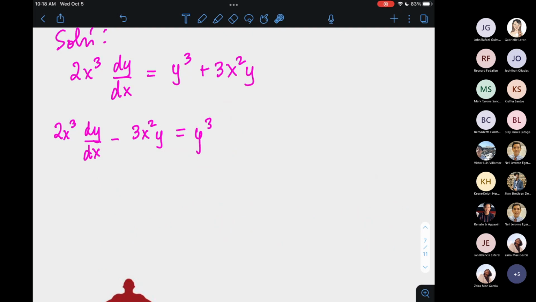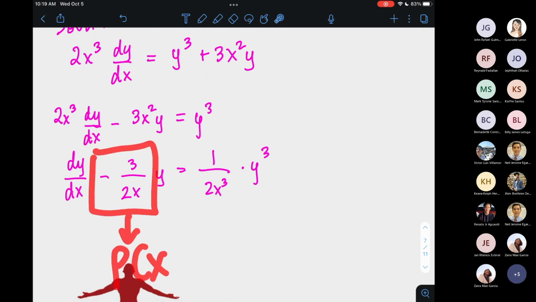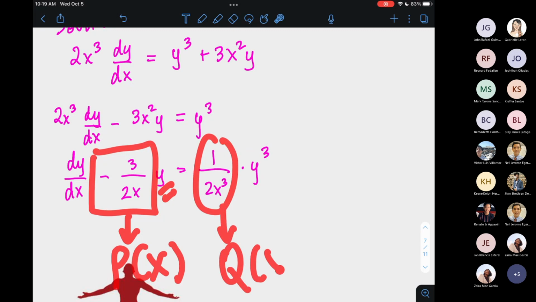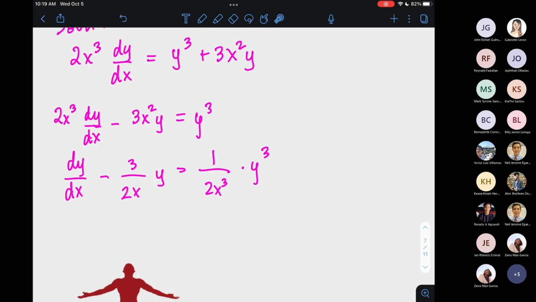Right? And then I can divide both sides by 2x cubed so that dy over dx will be left alone in the first term. So I'll have dy over dx minus 3 halves x times y equals 1 over 2x cubed times y cubed. Okay? So essentially, what we have here is dy over dx, that's fine. Our p of x is this guy, dun sa standard form. Tas may y siya na multiplier. This would be our q of x. However, we have a power of y here, so our n is equal to 3. So indeed, this is a Bernoulli equation, all right, with n equals 3.